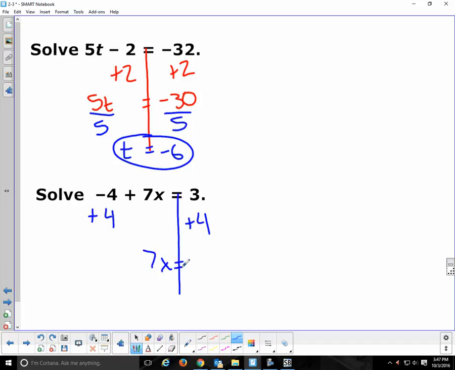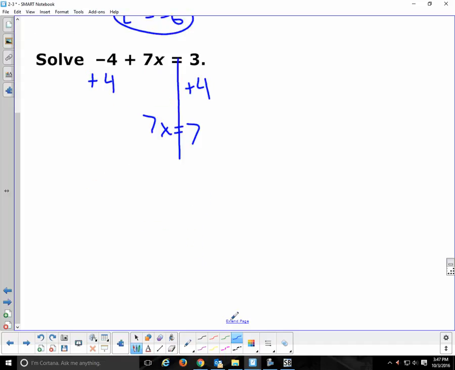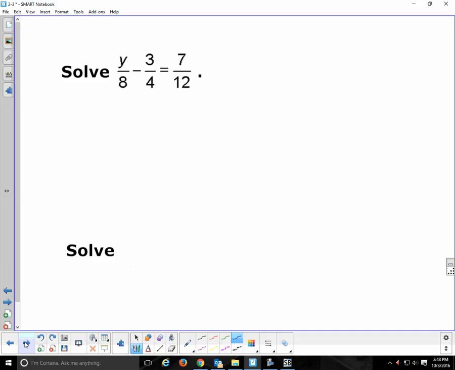I have 7x equals 7. And you might be able to figure out the answer already, that 7 times something equals 7. That something would have to be 1. But if I divide both sides by 7, I do get that x equals 1. And that's how we do these problems. I'm going to do one more with you that involves a fraction, just to have that out there. And then I'll have you try one on your own. So I'm going to do this one with you.